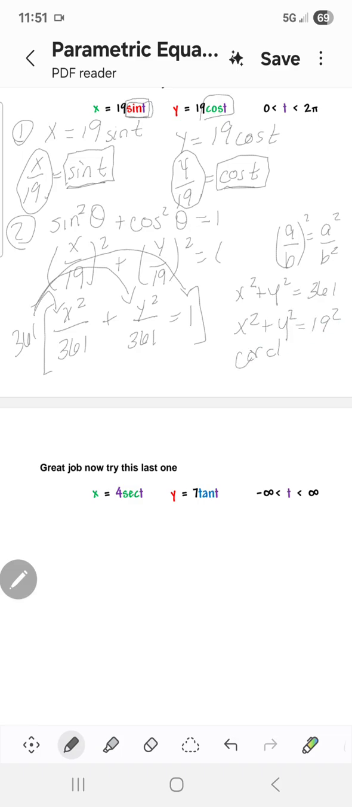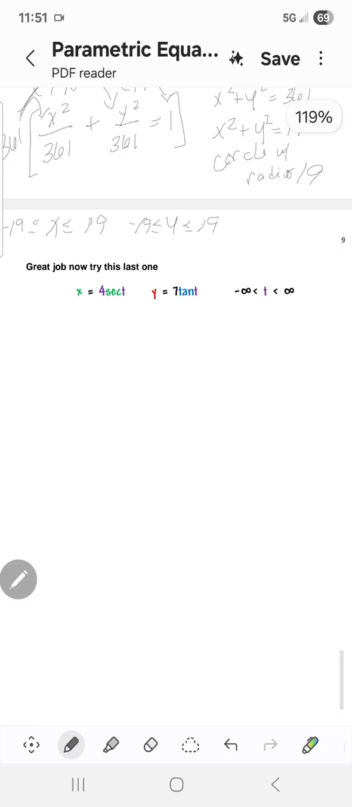This is a circle with a radius 19. That's supposed to be a 9, that doesn't look right. You guys know what I'm trying to say. There we go. If it's a circle with radius 19, we have to talk about the restrictions. If it's a circle, x can go from negative 19 to positive 19, and y can go from negative 19 to positive 19. Not too bad.